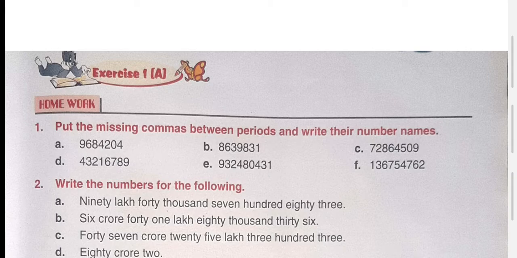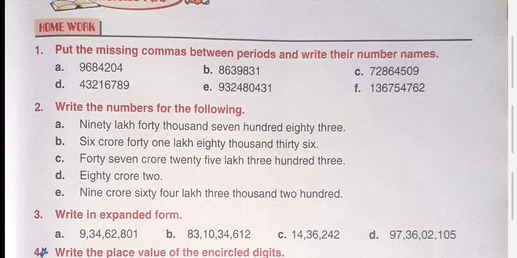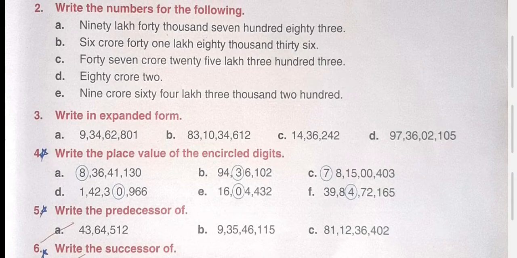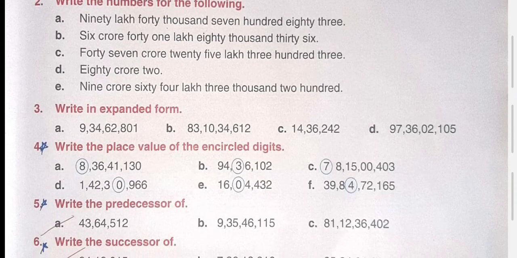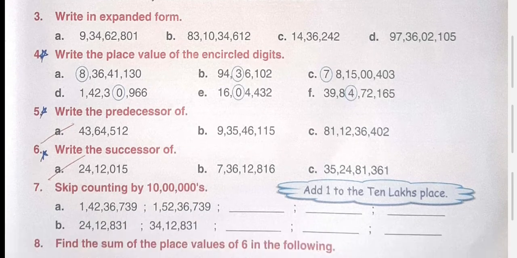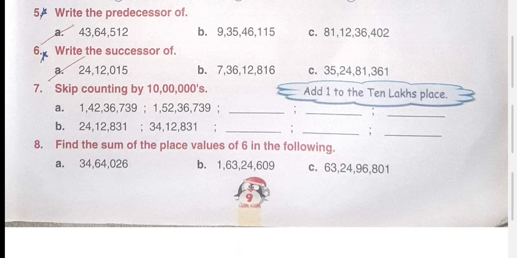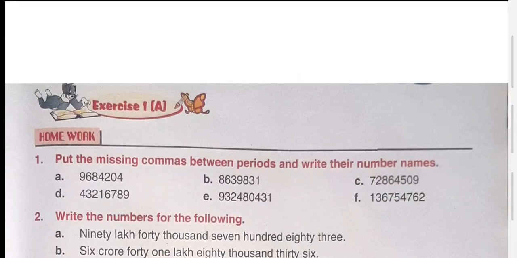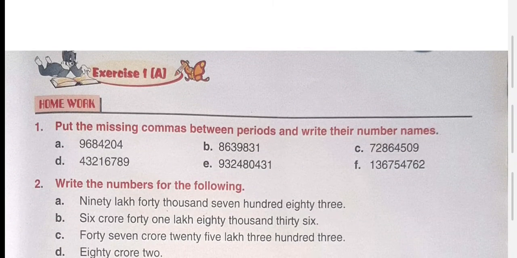Exercise 1A. In this exercise, there are a total of 8 questions. Out of these 8 questions, today I am going to discuss questions number 1, 2, 3 and 4. Today I will discuss up to question 4, and the remaining questions we will discuss in next week's class. Okay. So your first question is, put the missing commas between periods and write their number names.